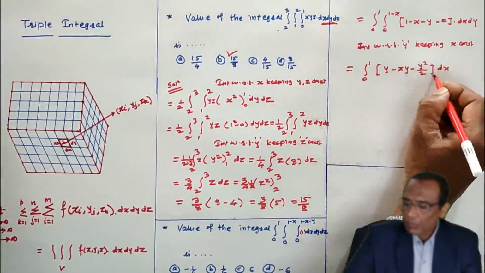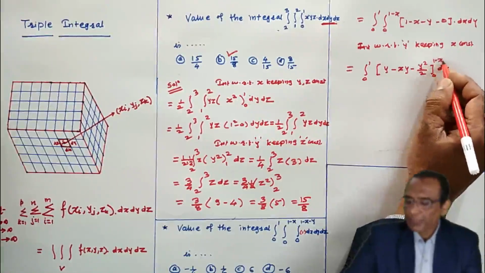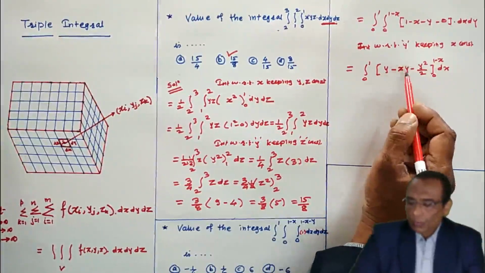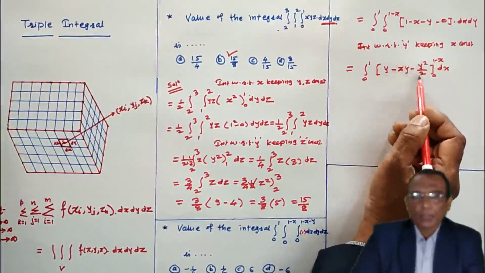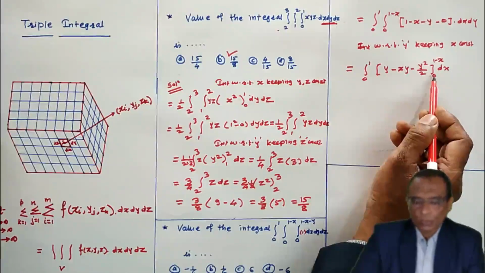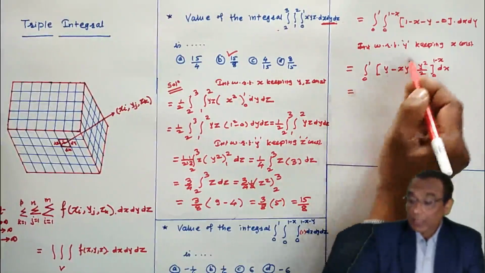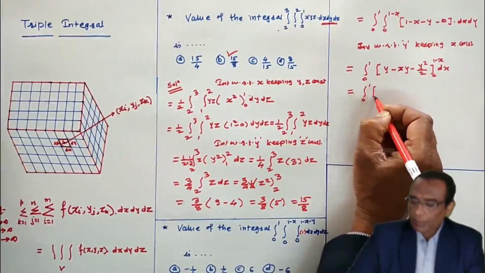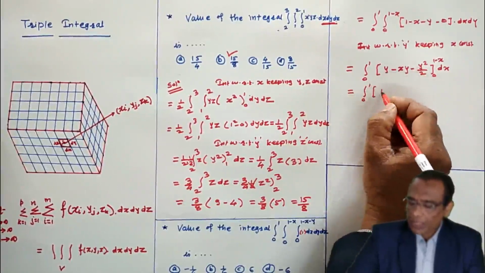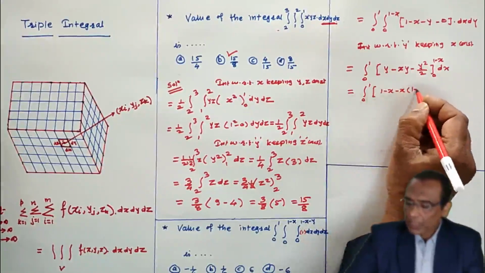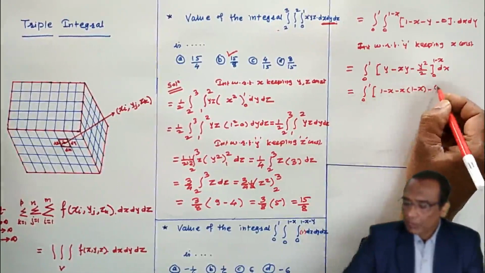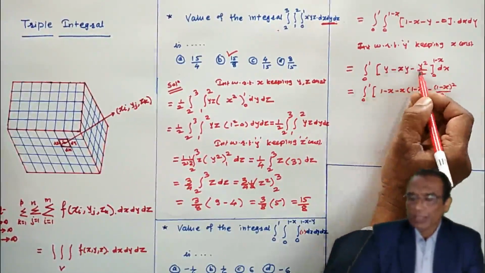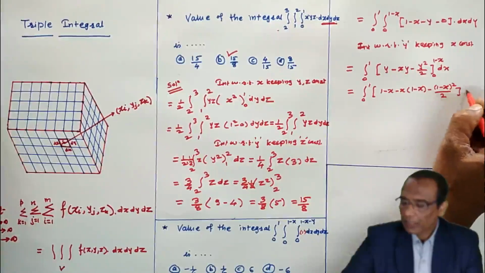Put lower limit 0, put upper limit 1 minus x. We have integrated with respect to y, so put y equal to upper limit and y equal to 0, because y was the variable here. Now, put upper limit, lower limit. Put y equal to 1 minus x. Here I am putting 1 minus x. Here also I am putting 1 minus x. And put y equal to 0. If you put y equal to 0, lower limit, it will be 0. That I am not writing.